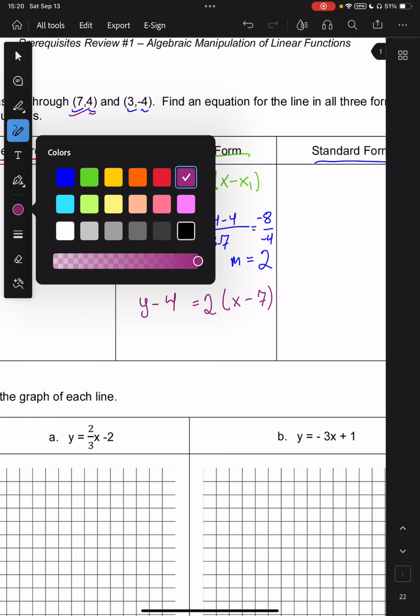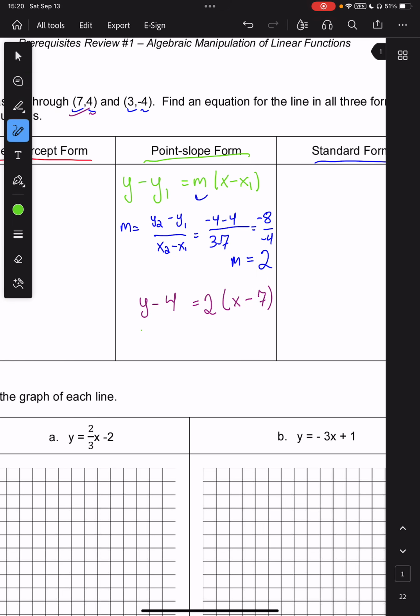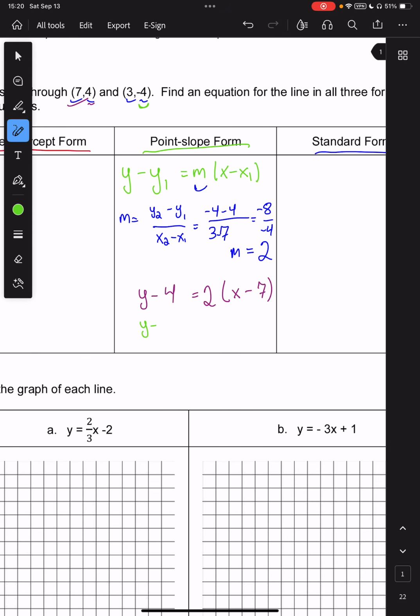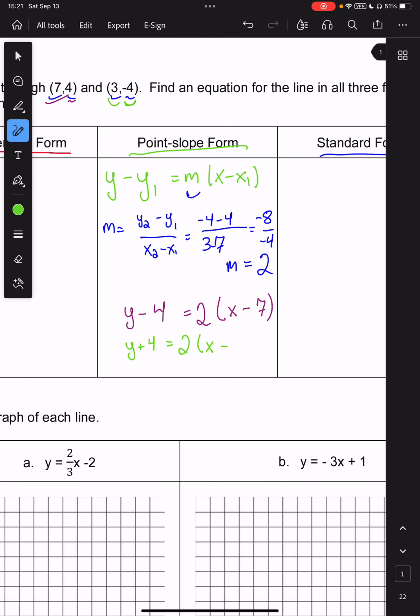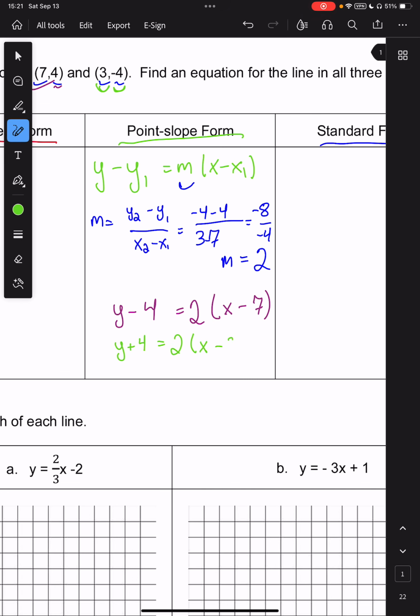We can also write it with our other y value. So instead of y minus 4, we can say y minus negative 4. And remember, minus negative becomes positive. And that's equal to our same slope, which is 2, and then our x minus, and instead of our 7, we have our 3 up there. So we have x minus 3. Both of these are correct. So that's our point slope form.